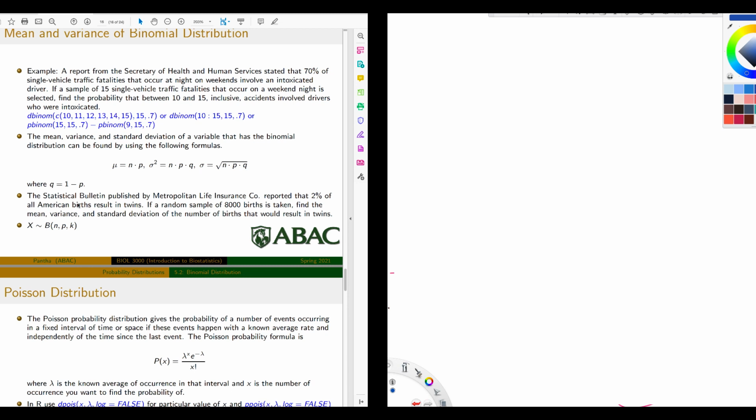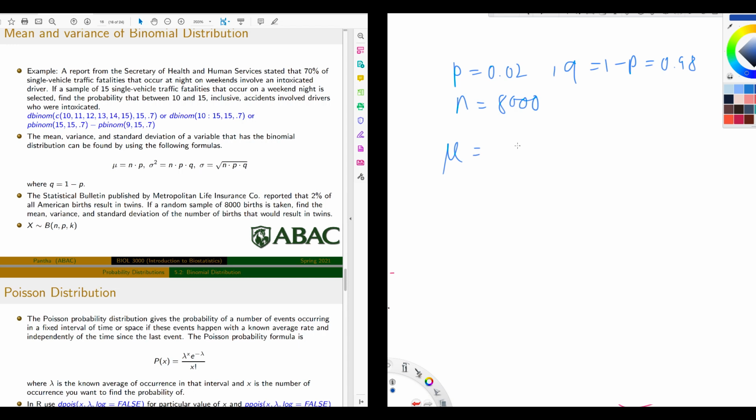This example says that a statistical bulletin published by Metropolitan Life Insurance reported that 2% of all American births result in twins. P equals 0.02. That is the 2%, right? And if a random sample of 8,000 births is taken, n equals 8,000. So what is q though? Q will be 1 minus p, right? 0.98. And you need to find the mean, variance, and standard deviation.